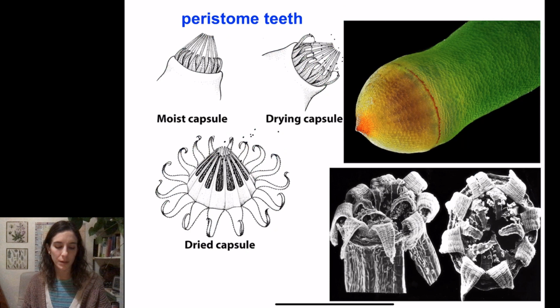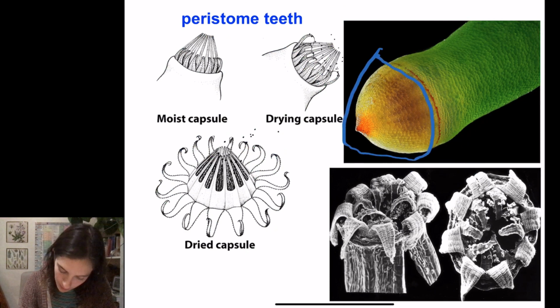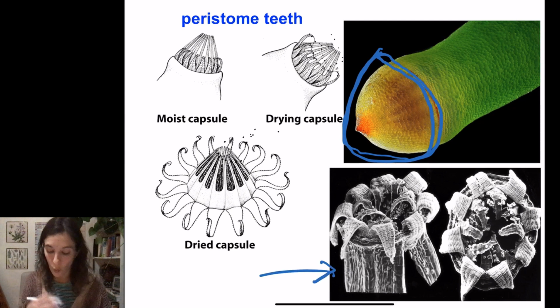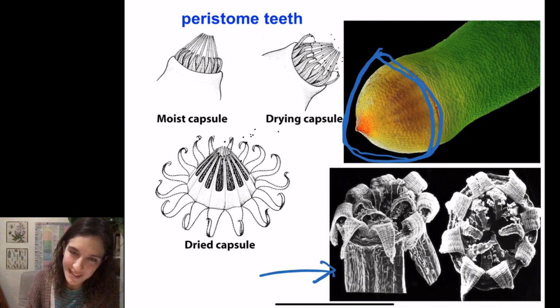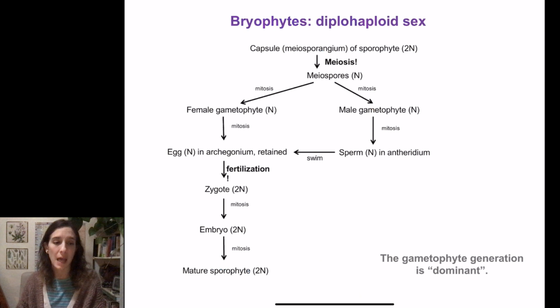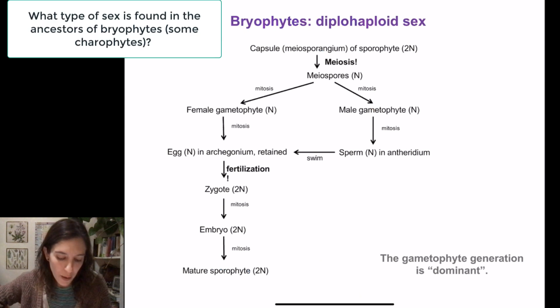The capsule, like I said, depending on the moisture, the humidity, those peristome teeth will either be open or closed. And this picture up here, this is actually that part that I'm sort of circling. That's the operculum that is going to fall off and expose those peristome teeth. And here we've got some that are just sort of wide open, and they've probably already released a lot of spores. Cool. So here's a little review slide of what bryophytes do.